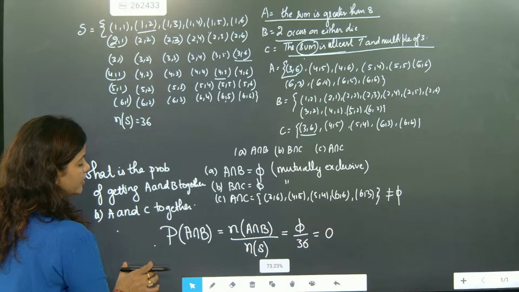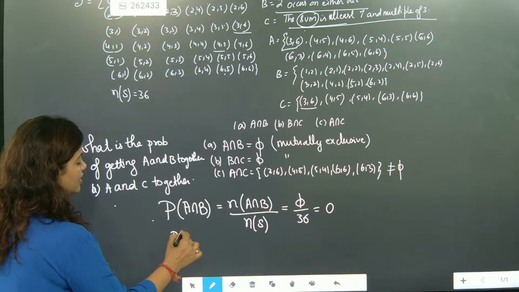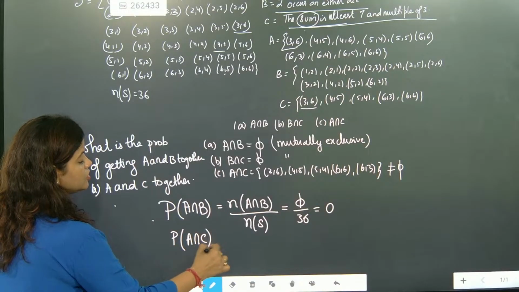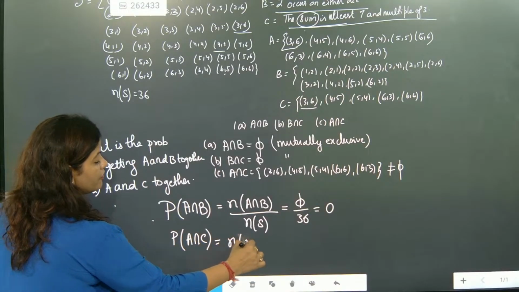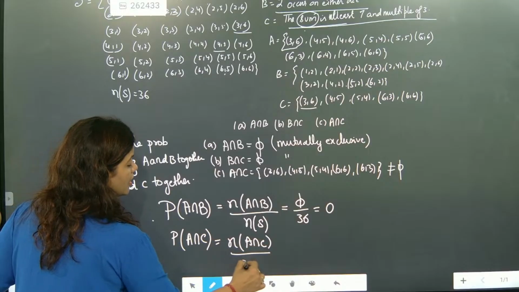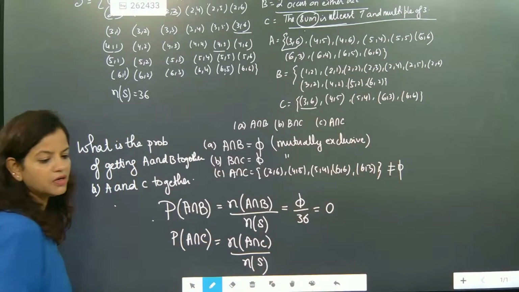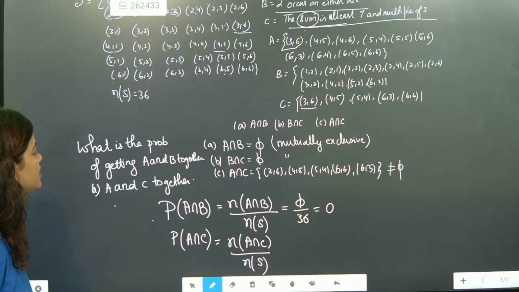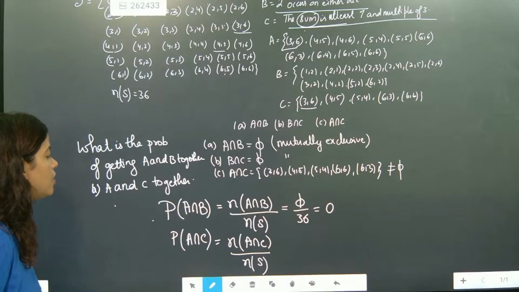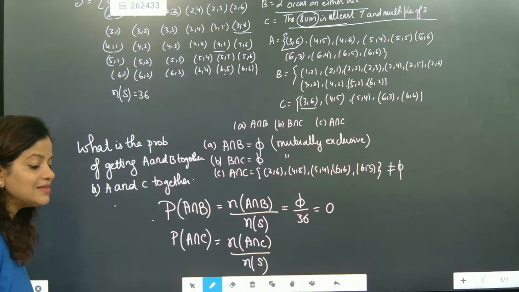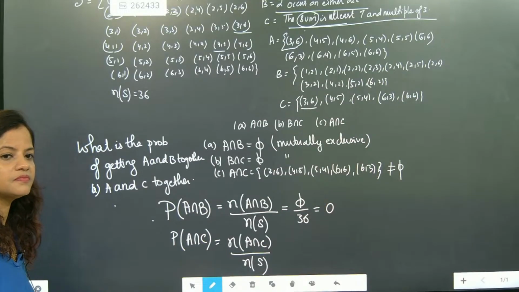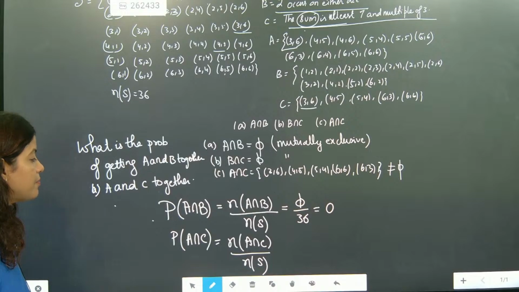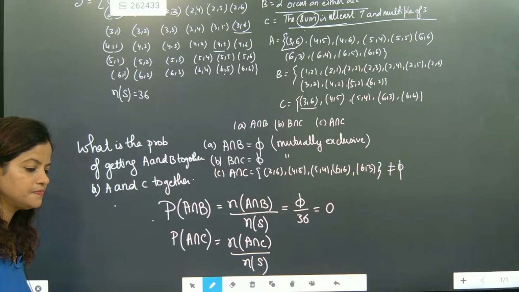Now, beta, next one: can you check and tell me the probability of getting A and C together? That is the number of elements in A intersection C divided by the sample space itself. Come on, tell me the answer. What will the sample space be, beta? A intersection C and the sample space itself. What is the answer?